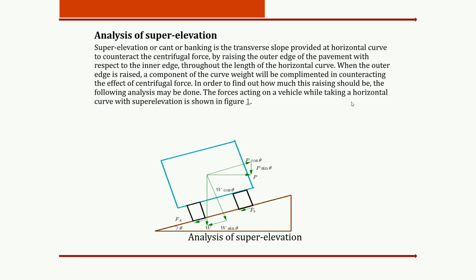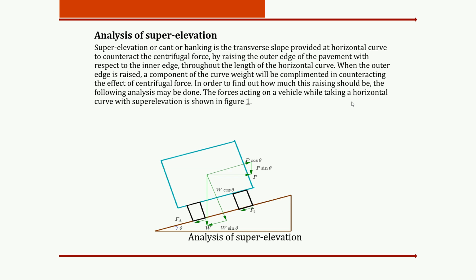While we are going through road construction, we should do the analysis of super elevation. Super elevation is also called cant or banking, and it is the transverse slope provided at the horizontal curve to counteract the centrifugal force by raising the outer edge of the pavement with respect to the inner edge throughout the length of the horizontal curve.